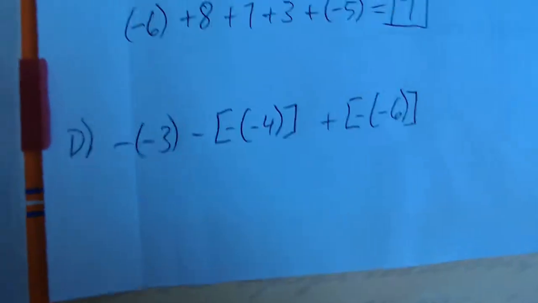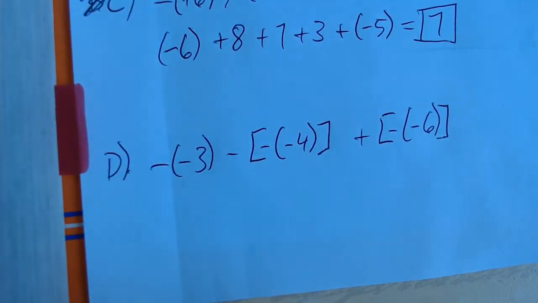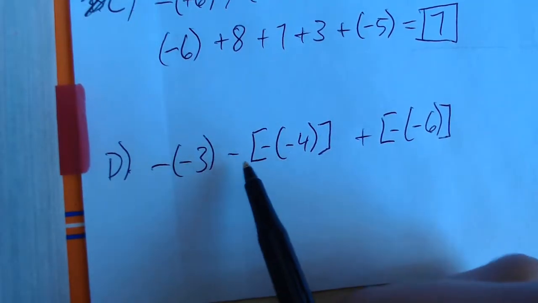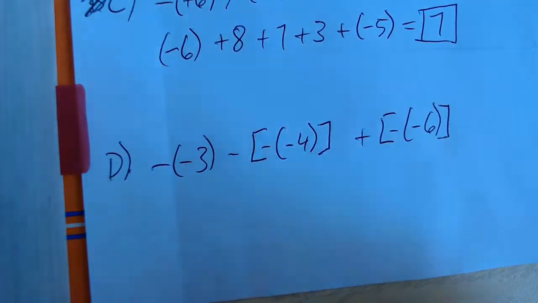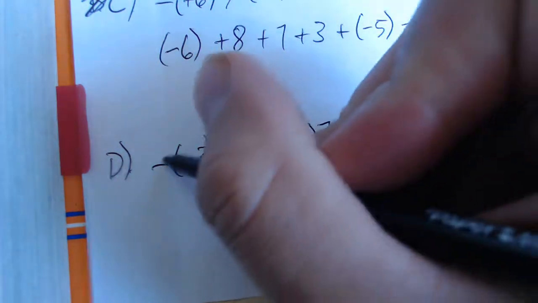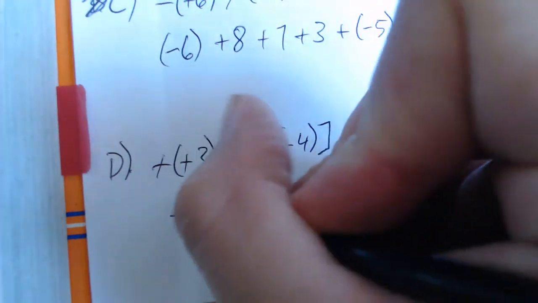And the last one. The main difference on this one is we have one number where we have three negatives all lined up. So the first one is simple. Two negatives make a positive. So that's just positive 3.